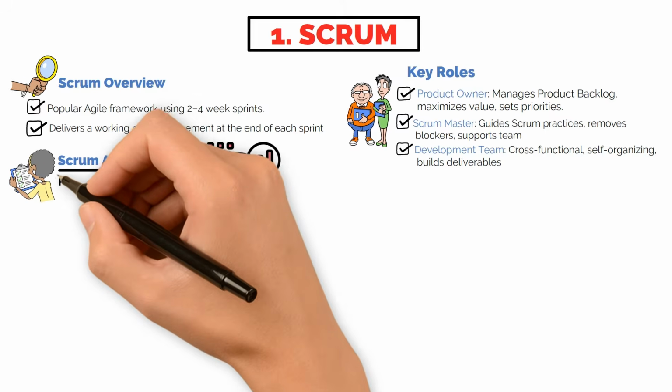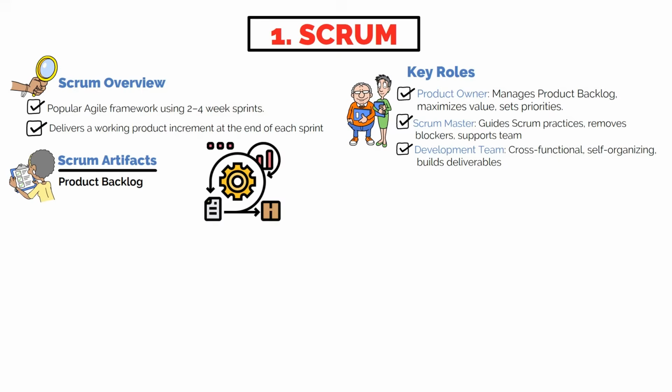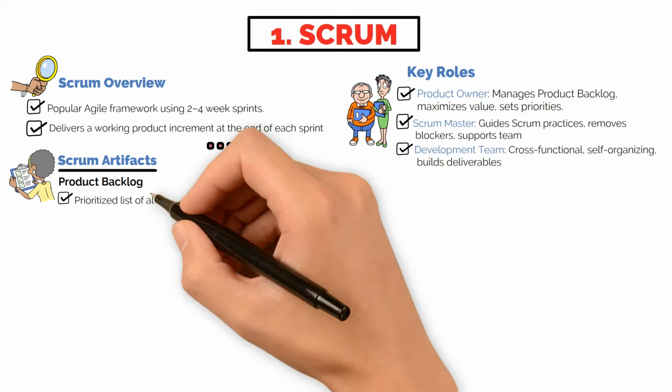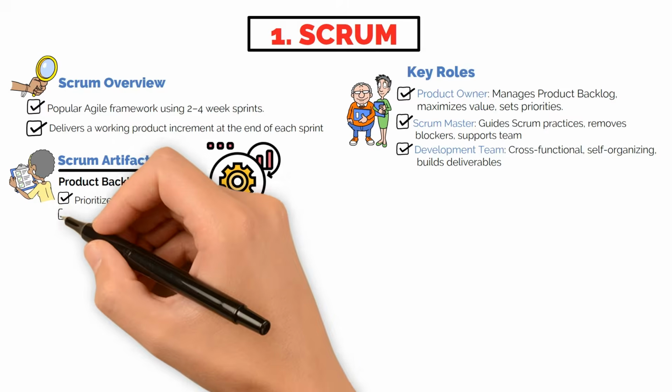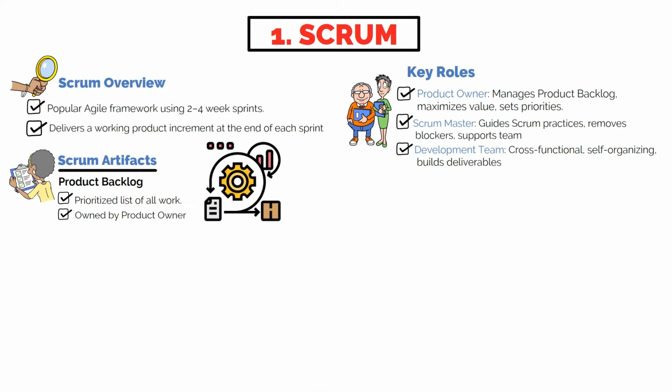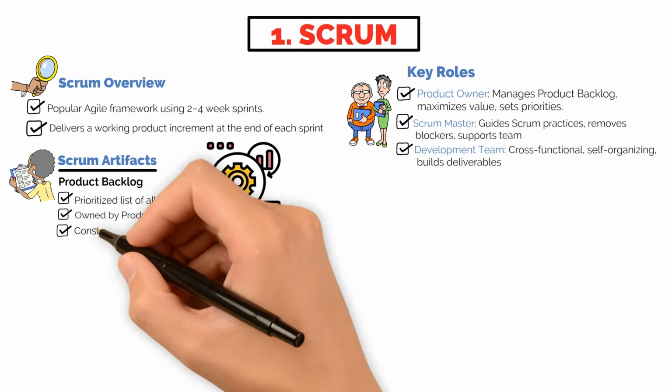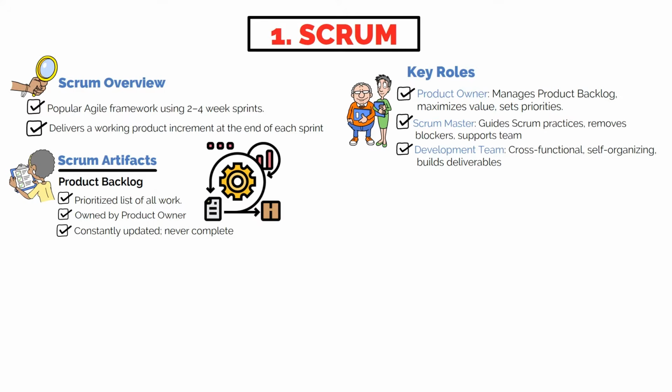Key artifacts in Scrum include the product backlog. This is a prioritized list of all the work needed to improve the product. It's dynamic and evolves as the product and business needs change. It is owned and maintained by the product owner. Items may include features, bugs, technical tasks, or research. The product backlog is ordered by priority with high-value items at the top. It's never considered complete. It's a living document.